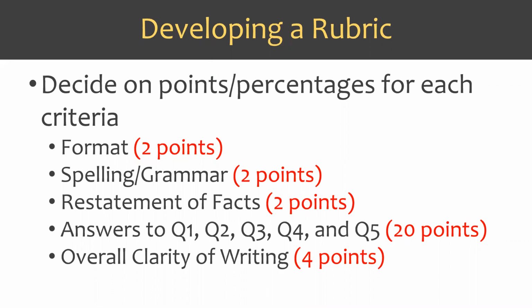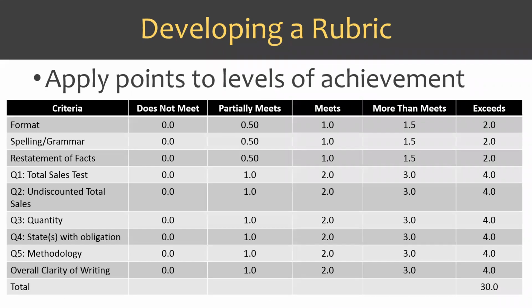So once I've decided how the points are going to be allocated, then what I do is on a piece of paper, I just quickly apply the points to the different levels of achievement. So you'll see over here on the left-hand side, these are my criteria that I've set up. Here, my format, my 5 different questions, and then overall clarity. Then across the top of the rubric, these are my levels of achievement. So I chose to use does not meet through exceeds.